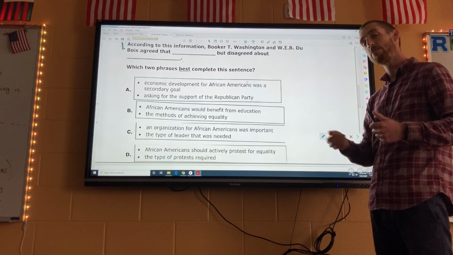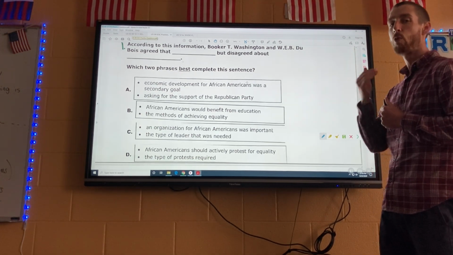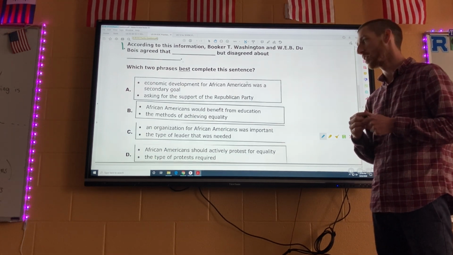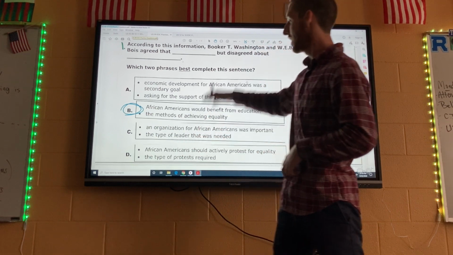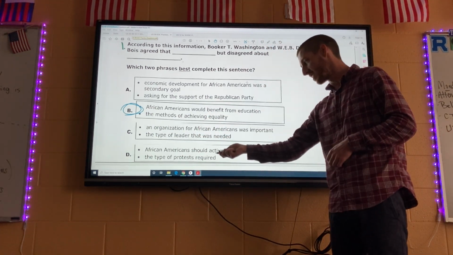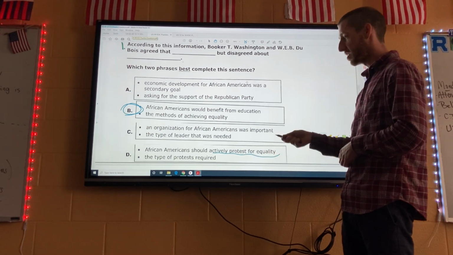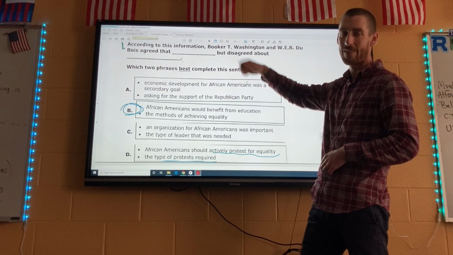They believe in different types of education, but they believe in the power of education. But they disagreed about when to end racism and the best way to do it. So if you know that, you know it's B. Now, if you go back, and I'm not going back because I'm not going to bore you to death, if you read it closely, they're talking about protesting for equality, and they disagree about the types of protests in the document.